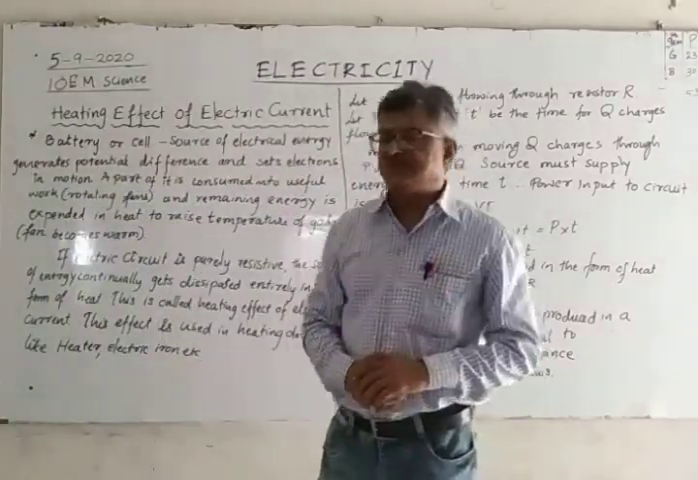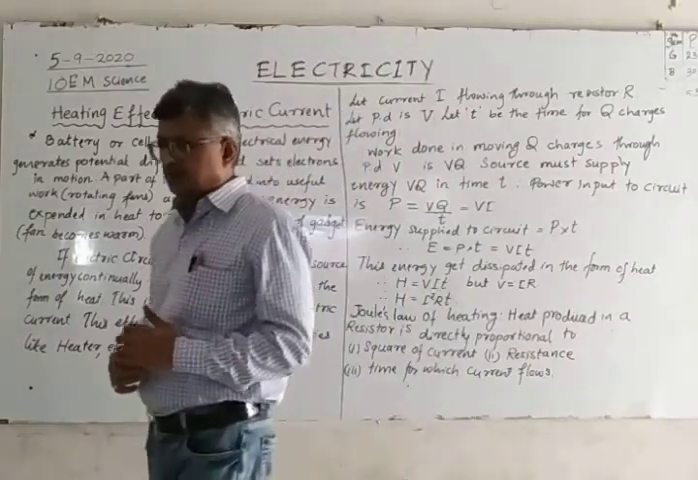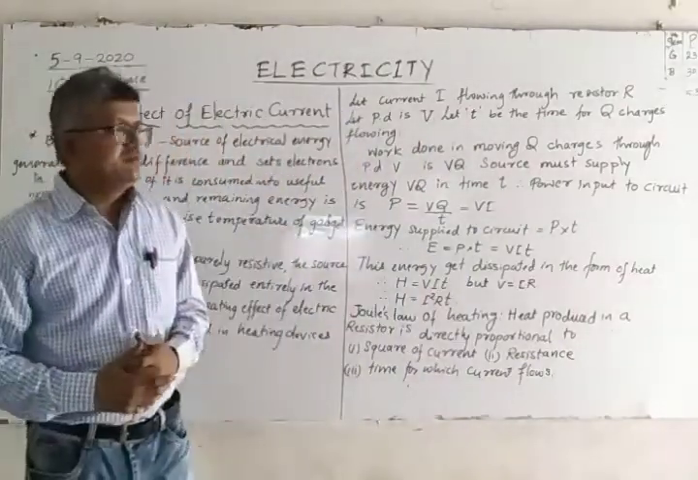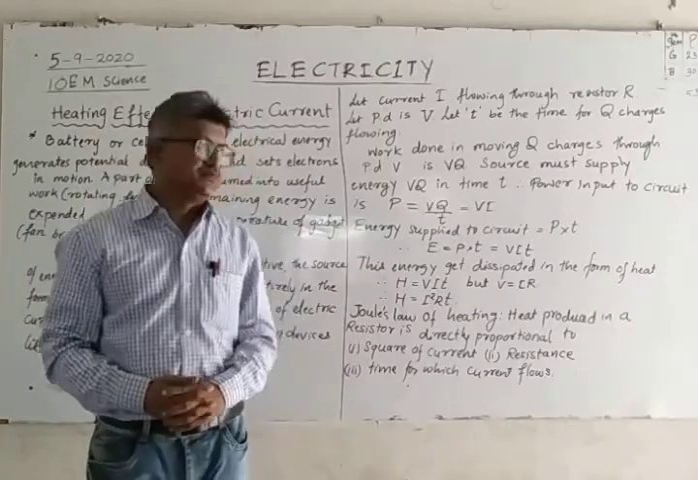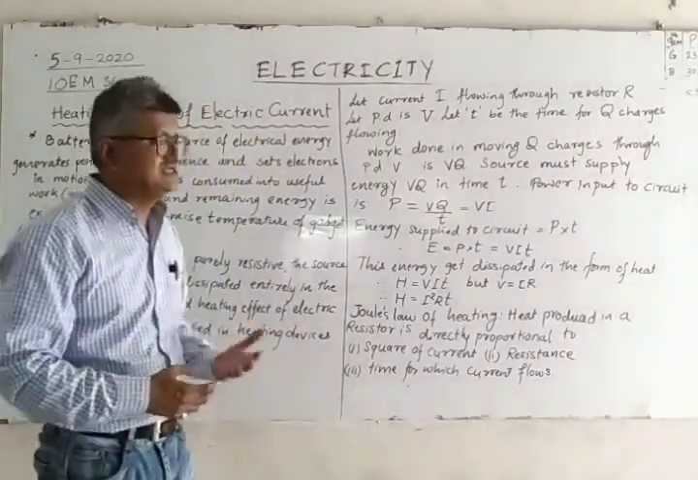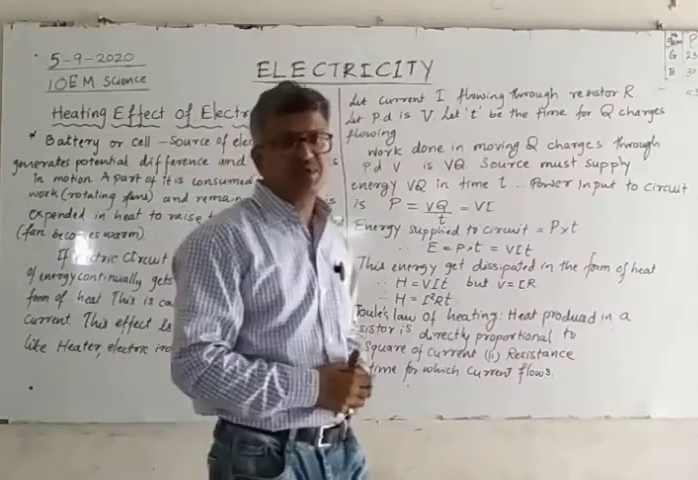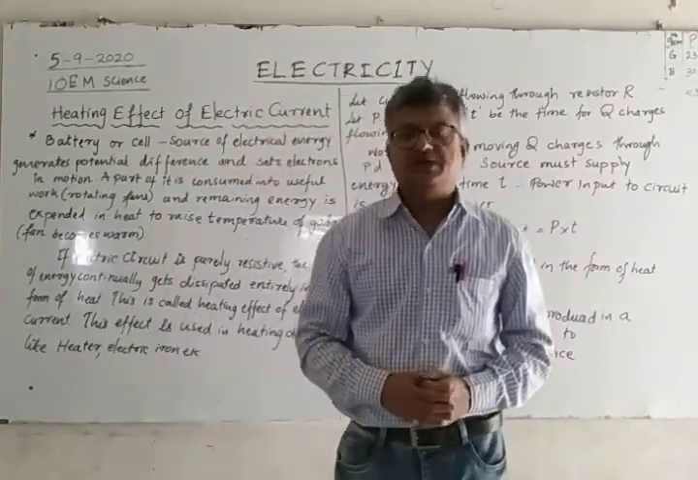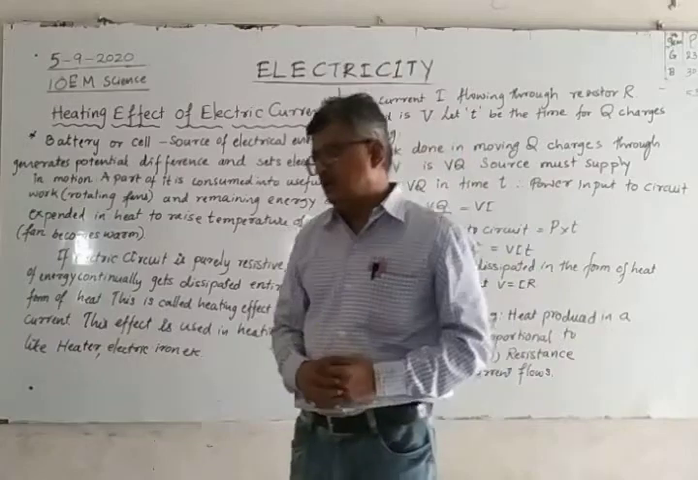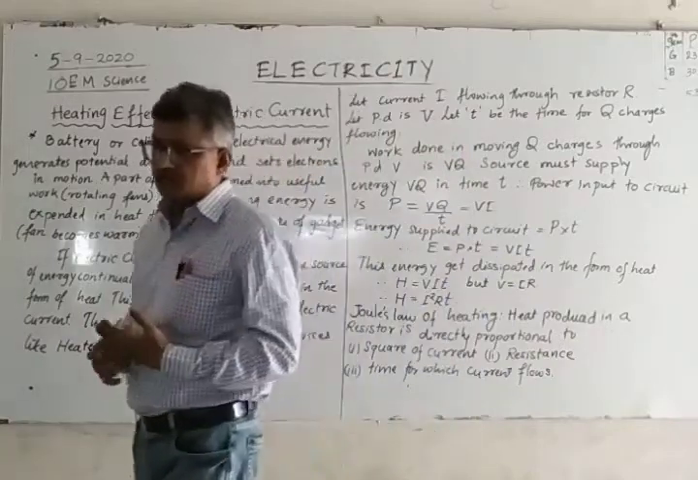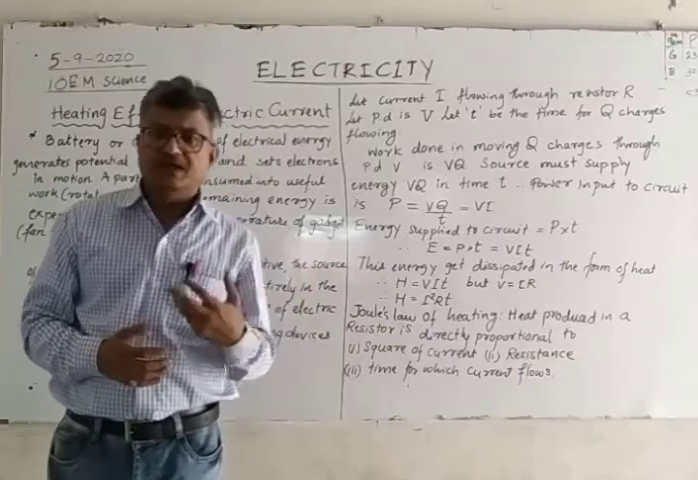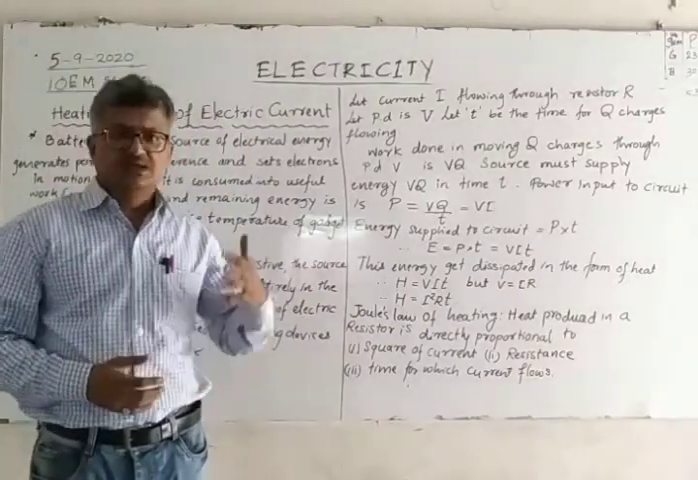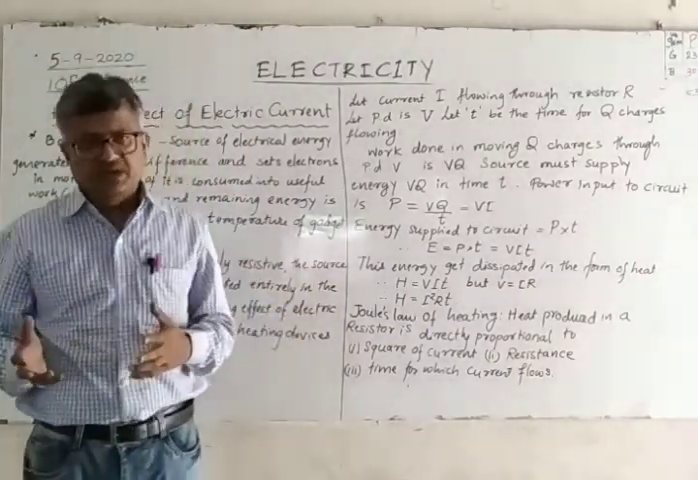In the previous session we studied the different types of connection of resistors in circuits. We studied the series combination and the parallel combination of resistors, and the relation between voltage, current and resistance in series and in parallel.